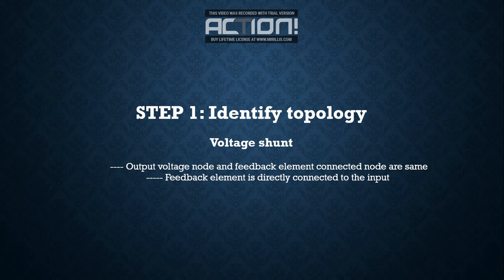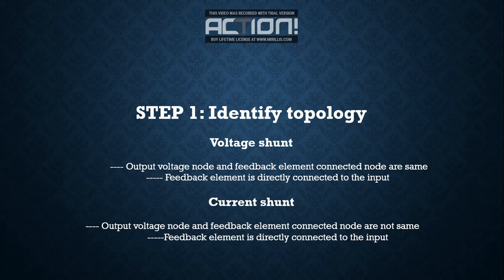For voltage shunt, the output voltage node and feedback element connected node should be the same. If they are the same, we can fix that it is a voltage sampling one. Then, if the feedback element is directly connected to the input, we can find out this is a shunt mixing. If the output voltage node and feedback element connected node are not the same, then we can fix that it's a current sampling. If the feedback element is directly connected to the input, then we can fix that it is shunt mixing.